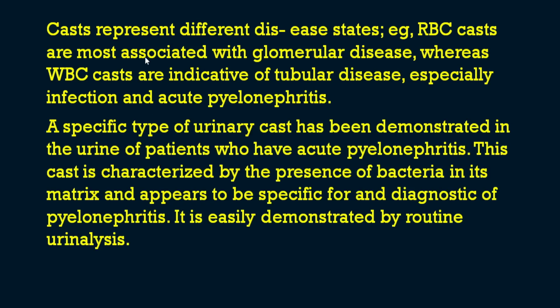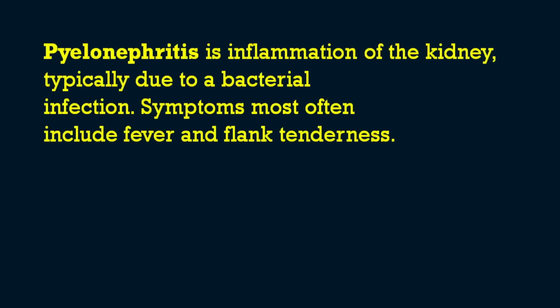A specific type of urinary cast has been demonstrated in the urine of patients who have acute pyelonephritis. This cast is characterized by the presence of bacteria in its matrix and appears to be specific for the diagnosis of pyelonephritis. So the white cell cast that we can see in pyelonephritis contains bacteria in the matrix. It is easily demonstrated by routine urine analysis. So that's all regarding pyelonephritis.